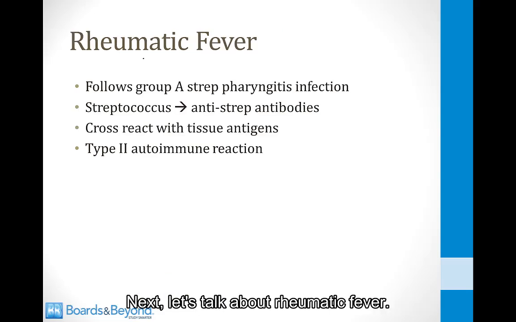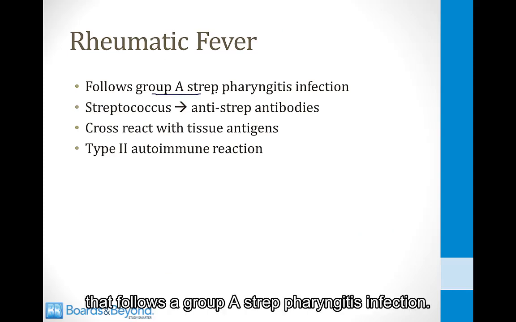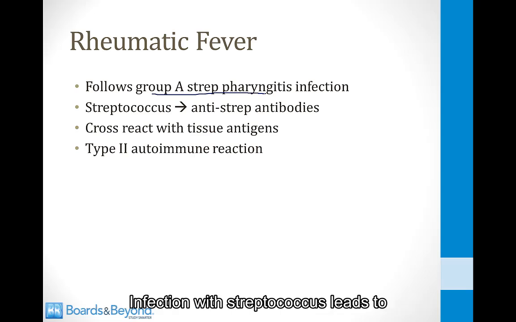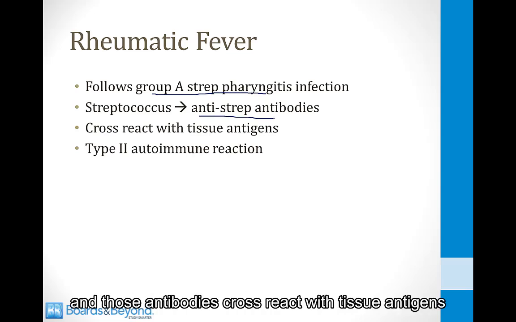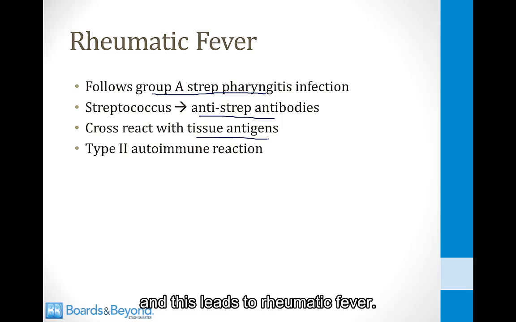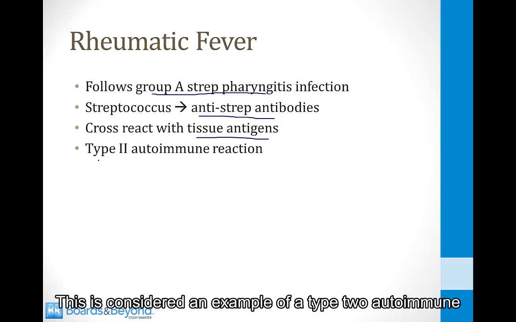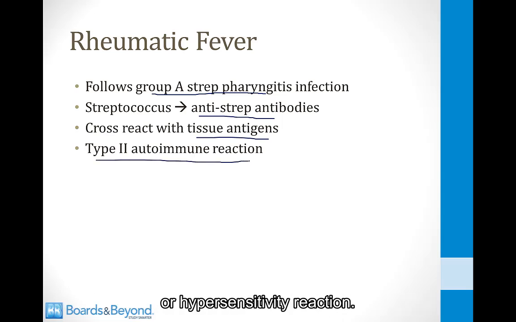Next, let's talk about rheumatic fever. This is an immune sequelae that follows a group A strep pharyngitis infection. Infection with Streptococcus leads to the production of anti-strep antibodies, and those antibodies cross-react with tissue antigens, and this leads to rheumatic fever. This is considered an example of a type 2 autoimmune or hypersensitivity reaction.